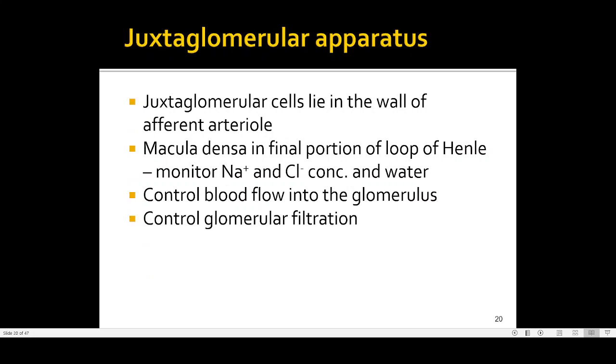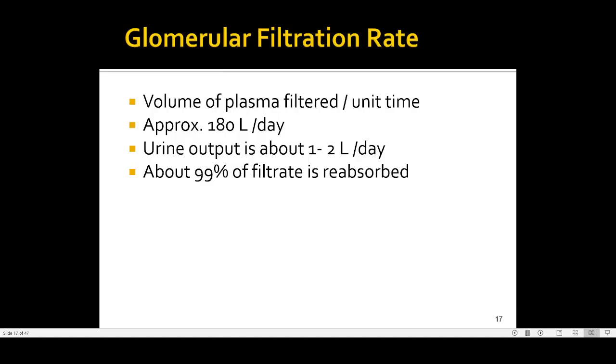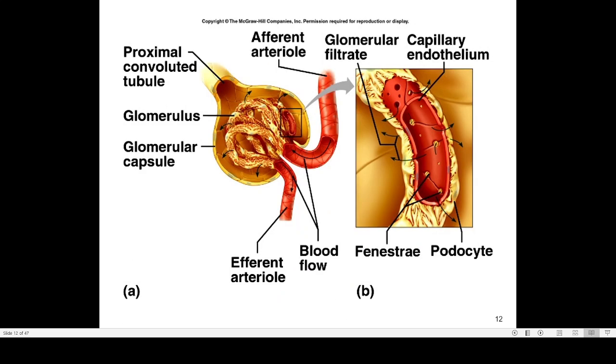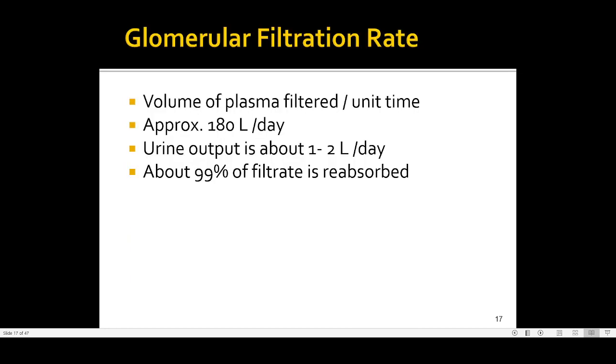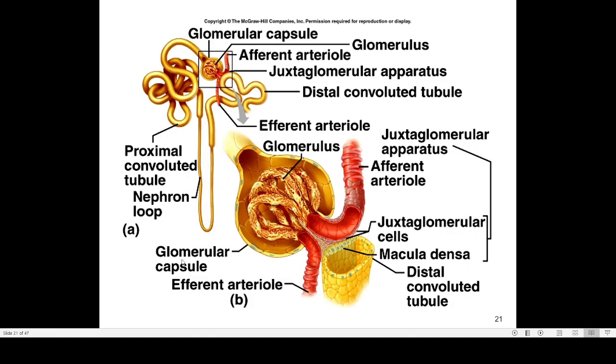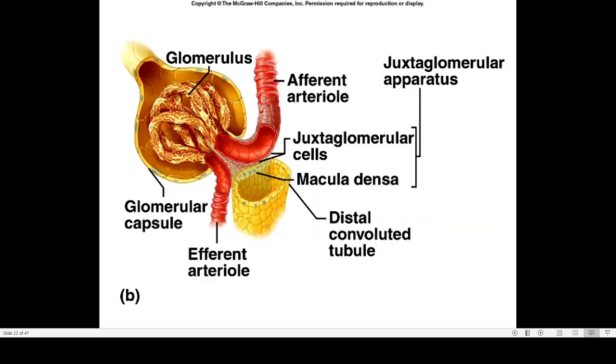And there is also a structure known as the juxtaglomerular apparatus. The purpose of this juxtaglomerular apparatus is also controlling the filtration, controlling the blood flow in the glomerulus. That is its main function. Here you can see this is the juxtaglomerular apparatus. Its function is controlling how much blood is filtered. Here you can also find the juxtaglomerular cells.